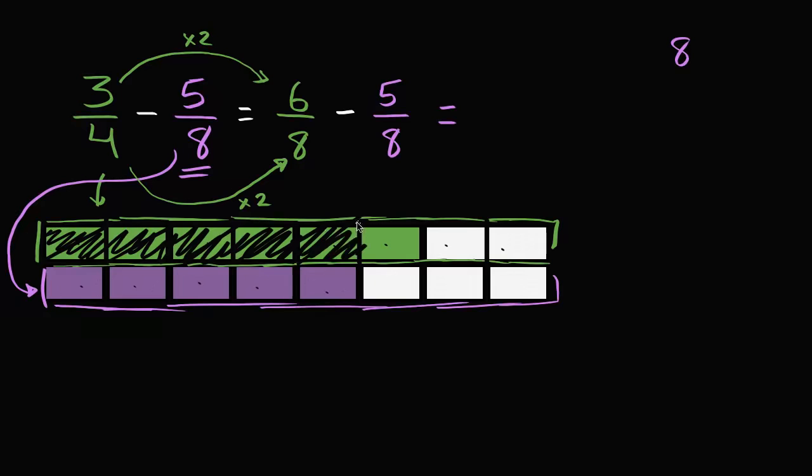And what are you left with? Well, you're just going to be left with this 1/8 right over there. So it's just going to be 1/8. And you can see that numerically up here. If I have 6 of something, in this case it's 6/8, and I'm going to subtract 5 of that something, in this case 5/8, I'm going to be left with 1 of that something, or 1/8.